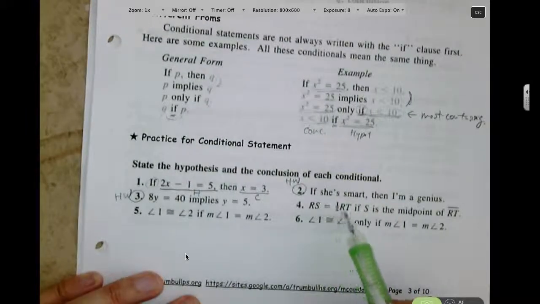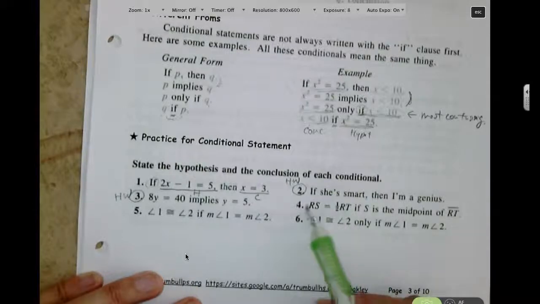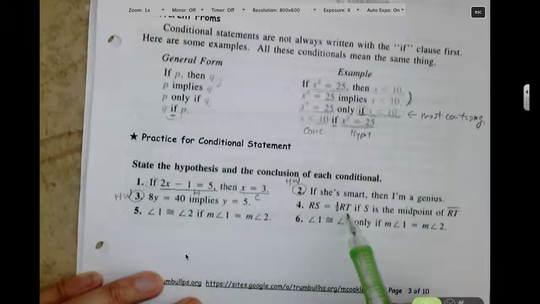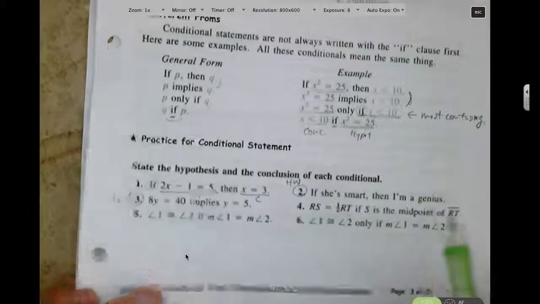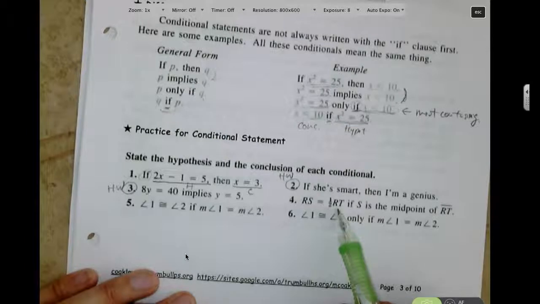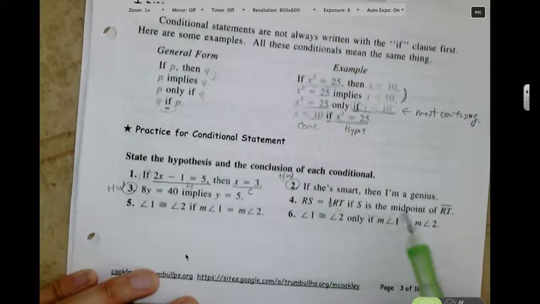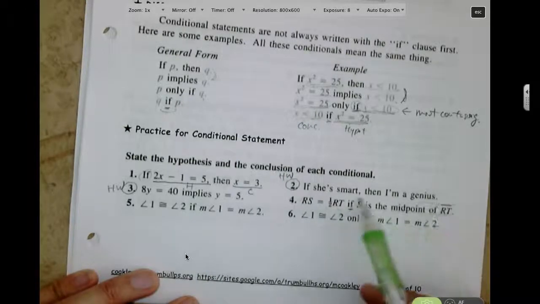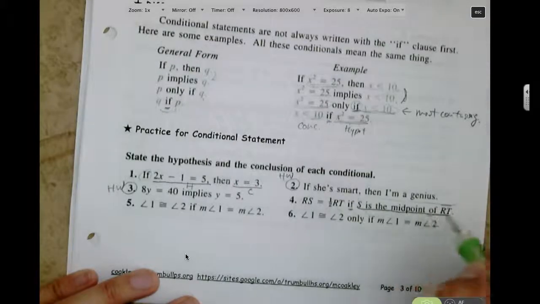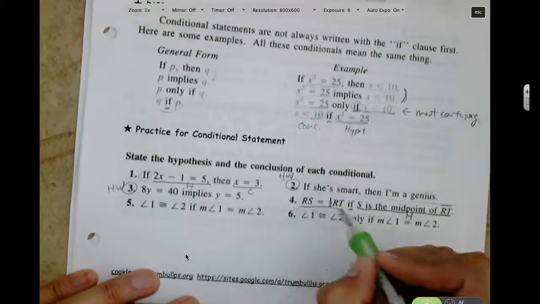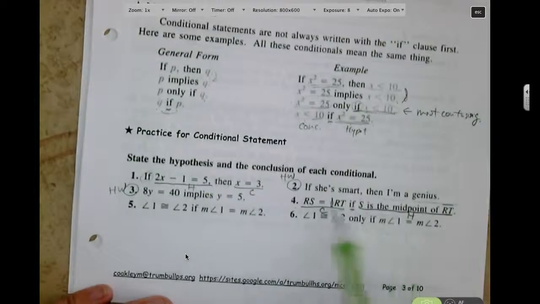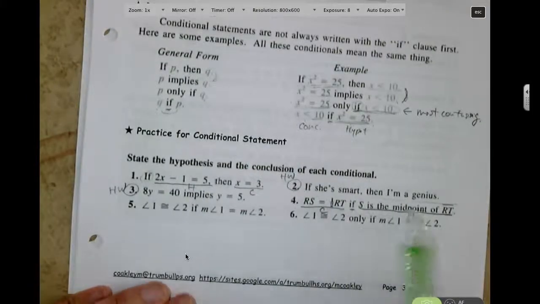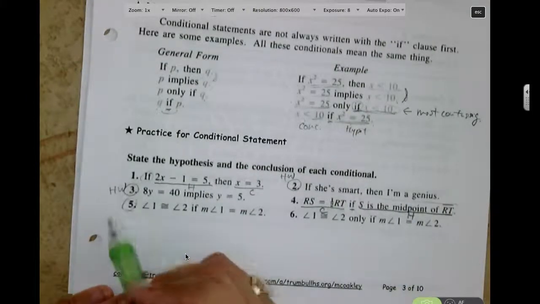All right, so let's look at this one. RS equals 1/2 RT. This is one of the theorems that we're going to do later. This is the midpoint theorem. But anyway, RS equals 1/2 of RT if S is the midpoint of RT. In this case, there's just one if, and this is what's following. So this is the hypothesis, and this is the conclusion. Okay, so this is the one where the order is flipped. And here, you can do this one, homework.